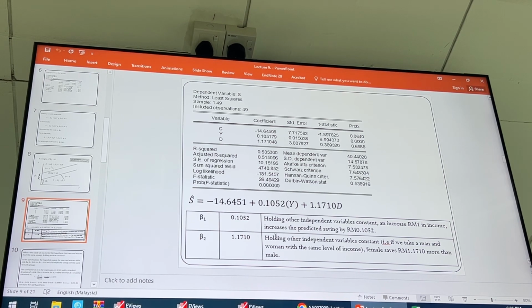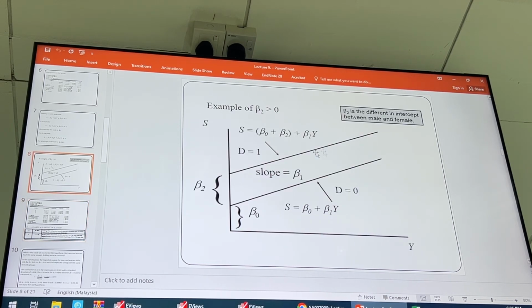In terms of interpretation, for beta 1, holding other independent variables constant, an increase in income increases the pre-tax saving by about 10 cents. And for beta 2, holding other independent variables constant, if we take men and women with the same level of income, female save 1.17 more than male. Because beta 2 represents the additional amount, compared to male, that female save.